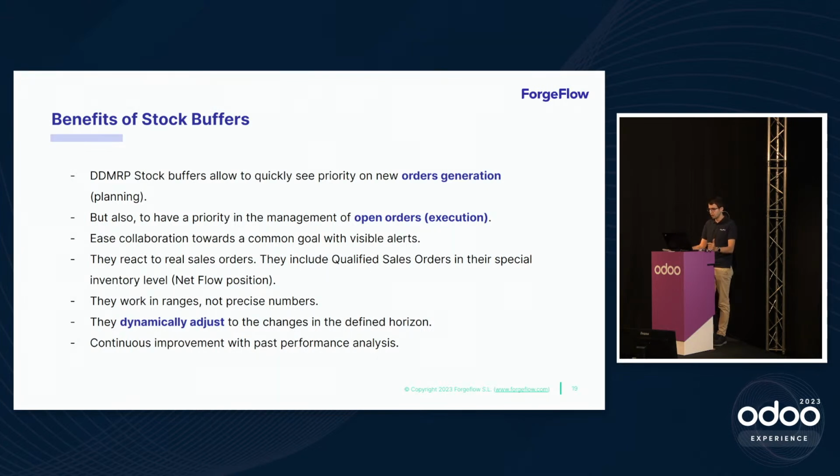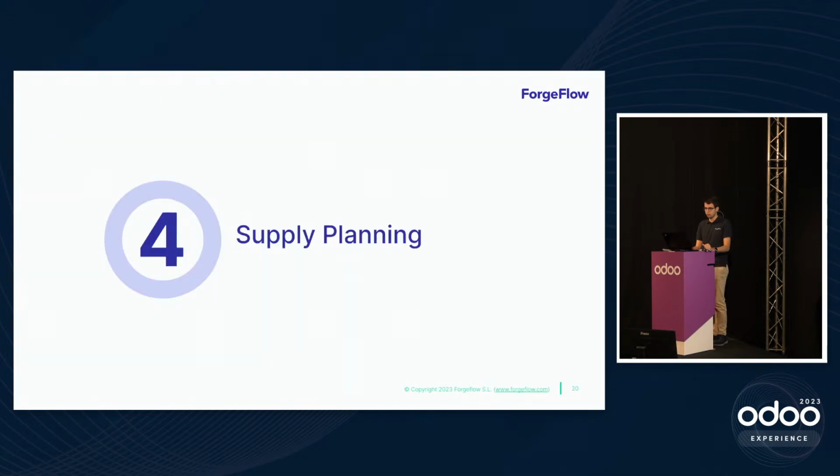They react to real sales orders because they use a special lever to define the level of the buffer, that is the net flow position. They work in ranges, as I mentioned. They dynamically adjust, and they include a lot of tools to put in place a continuous improvement loop, to not only set the level and let it work, but have a retrospective view of the past and keep improving and having more and more efficient stock levels.